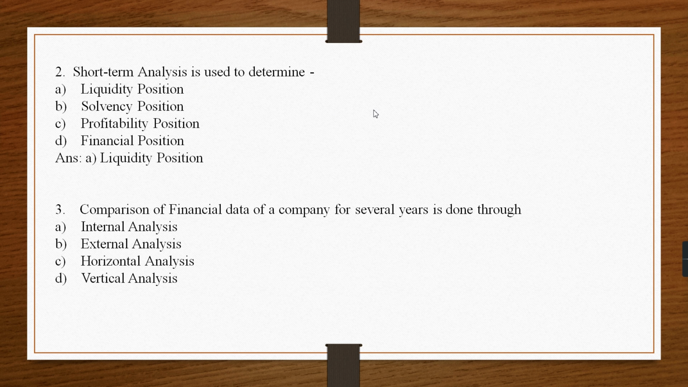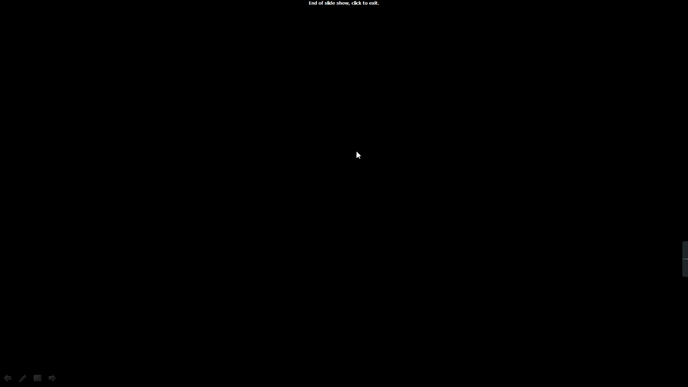Next one: comparison of financial data of a company for several years is done through internal analysis, external analysis, horizontal analysis, or vertical analysis. Can you tell me the answer? The answer for comparison of financial data for several years is horizontal analysis. So this is the end of my lecture.